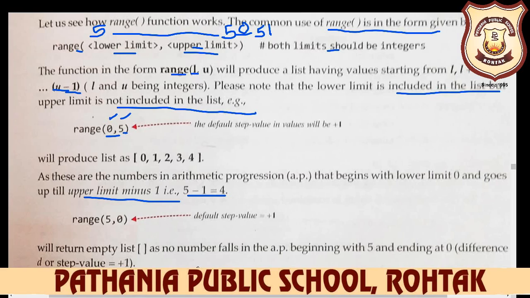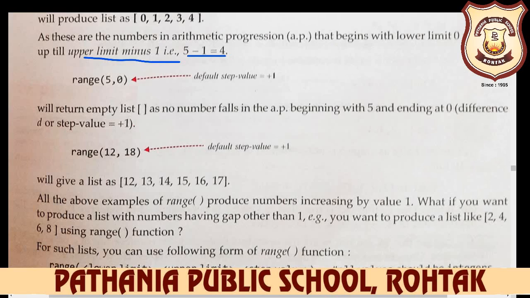It will return an empty list as no number falls in the arithmetic progression beginning with 5 and ending at 0, where the step value is plus 1. So you write down 12 comma 18, the default step value is plus 1, but if you want to enter plus 2, plus 3, plus 4, you can decide, no problem. And all the above range examples produce numbers increasing by 1.